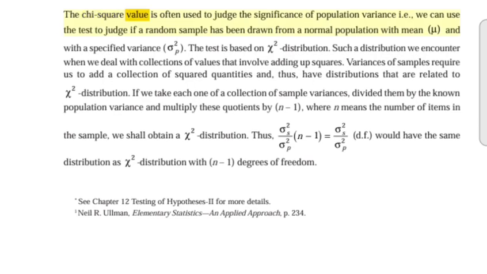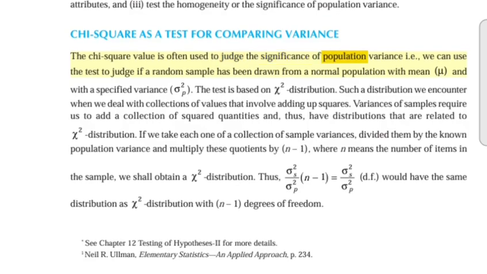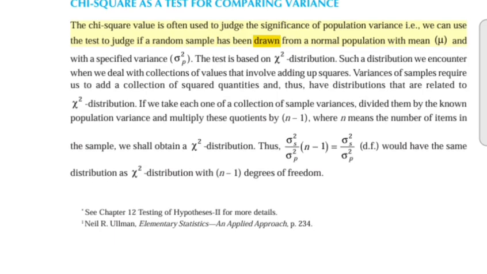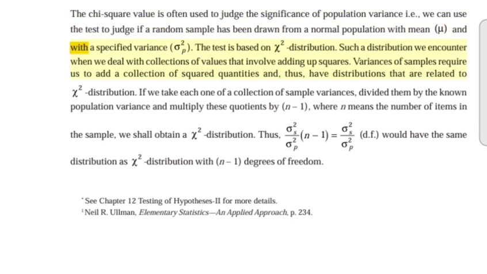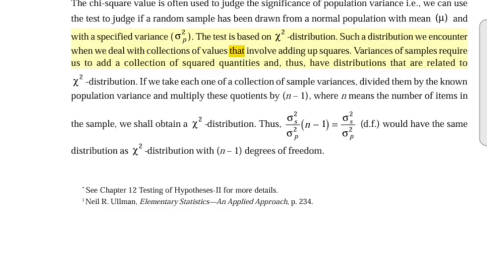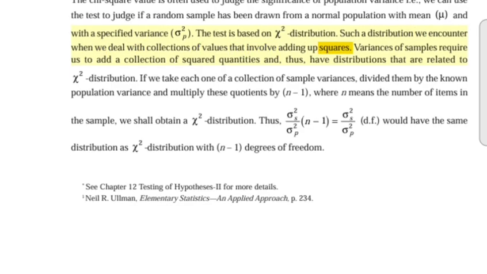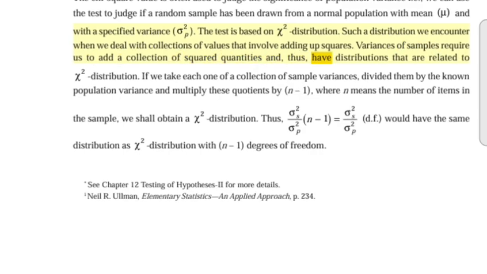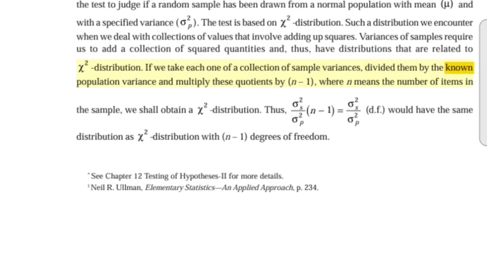The chi-square value is often used to judge the significance of population variance, i.e., we can use the test to judge if a random sample has been drawn from a normal population with mean μ and with a specified variance σp². The test is based on χ² distribution. Such a distribution we encounter when we deal with collections of values that involve adding up squares. Variances of samples require us to add a collection of squared quantities and, thus, have distributions that are related to χ² distribution.